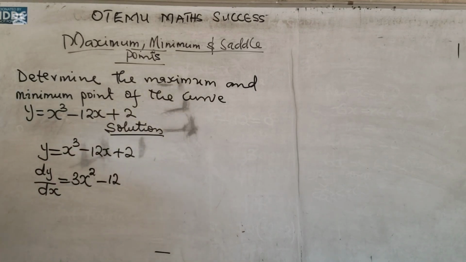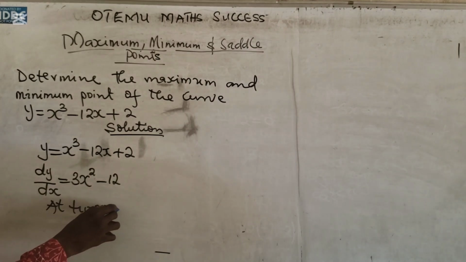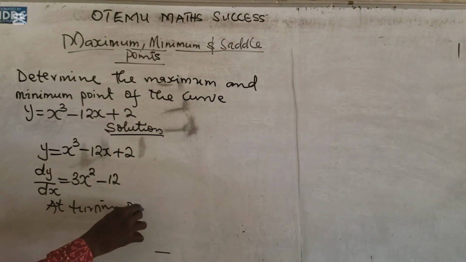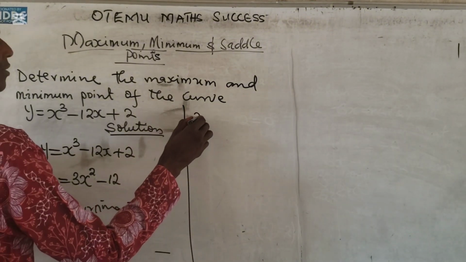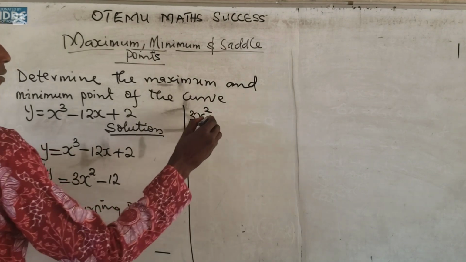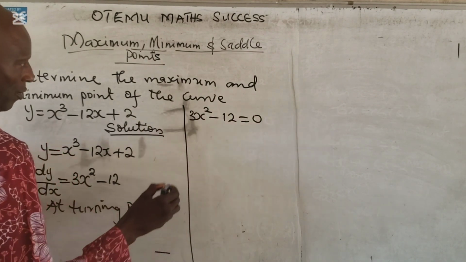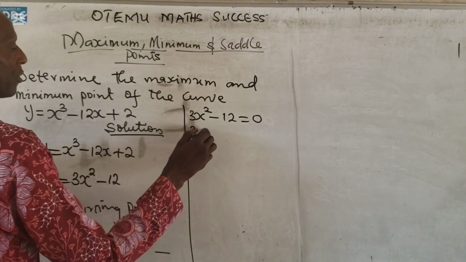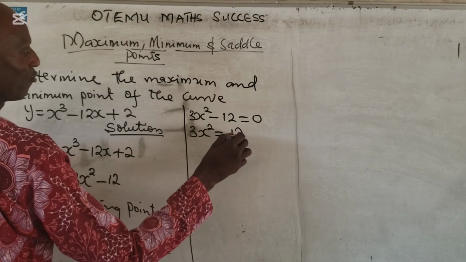So we want to equate this first derivative to 0. We now call it the turning point. At the turning point, we now say 3x squared minus 12, we equate it to 0. So now it will be 3x squared; when this minus 12 comes here, it becomes equal to plus 12.